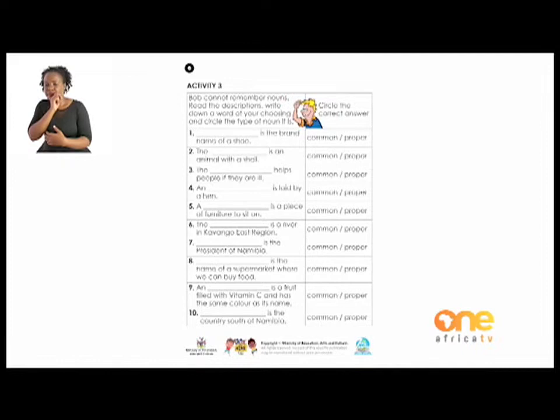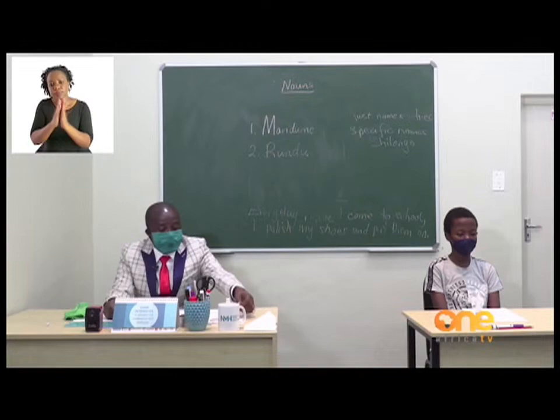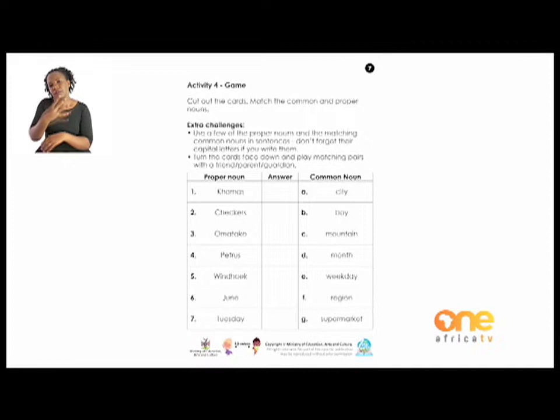Now we move on to page 7, where we have our activity number 4. It says, cut out the cards, match the common and proper nouns. Extra challenges to note, use a few of the proper nouns and the matching common nouns in sentences. Don't forget their capital letters if you write them. Remember, we said proper nouns should begin with capital letters. Turn the cards face down and play matching pairs with a friend, parent, or guardian.